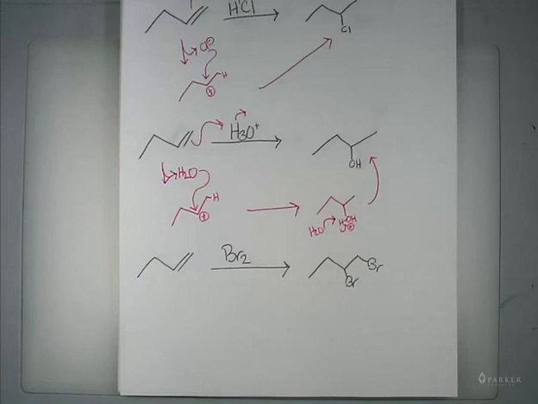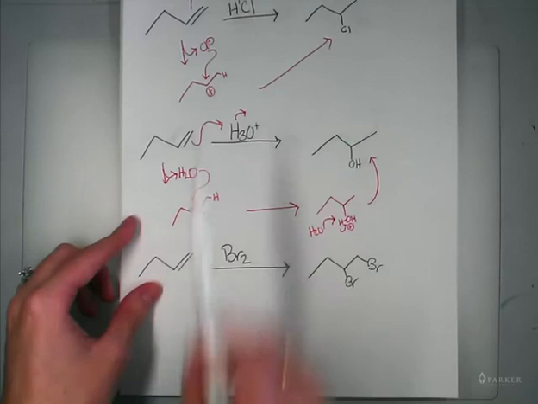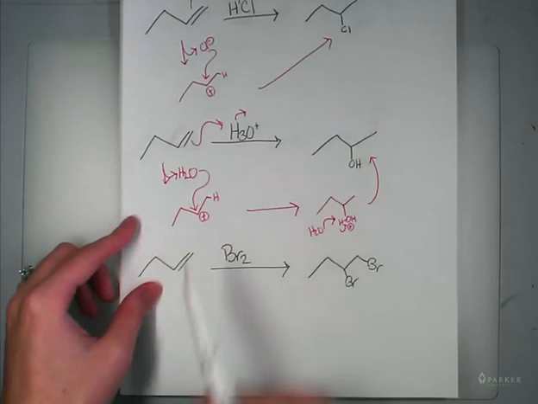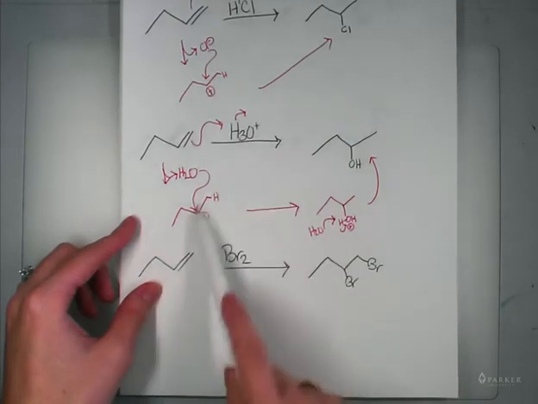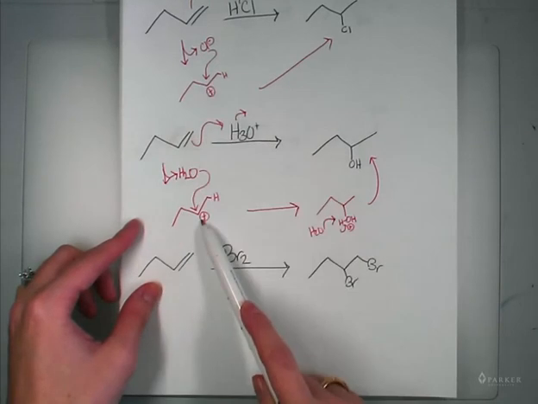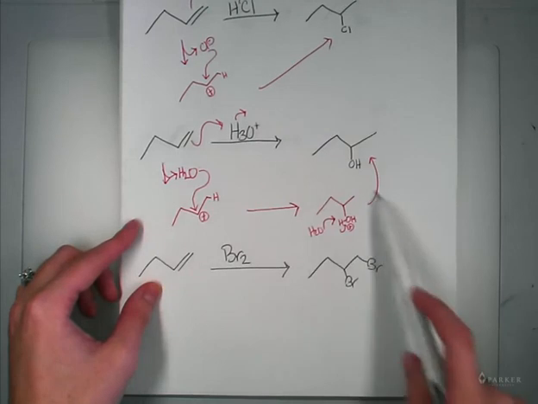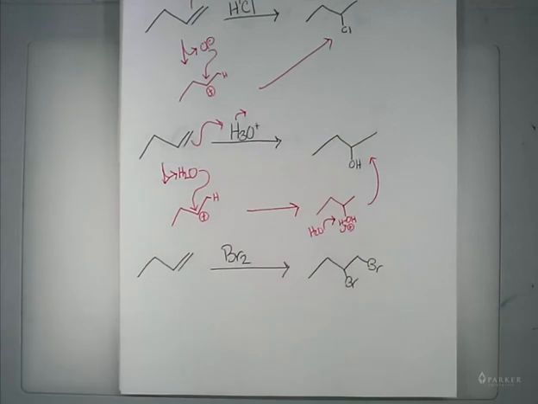So realize how the first two we did are very similar. Both of them grabbed a hydrogen first. Then the nucleophile made a bond to that positive charge. In this case chlorine, in this case water. And on that one, you're done. And in this one, the only last thing you have to do is take off a hydrogen. But the first two steps are exactly the same. Double bond attacks the hydrogen. Nucleophile attacks that positive charge.